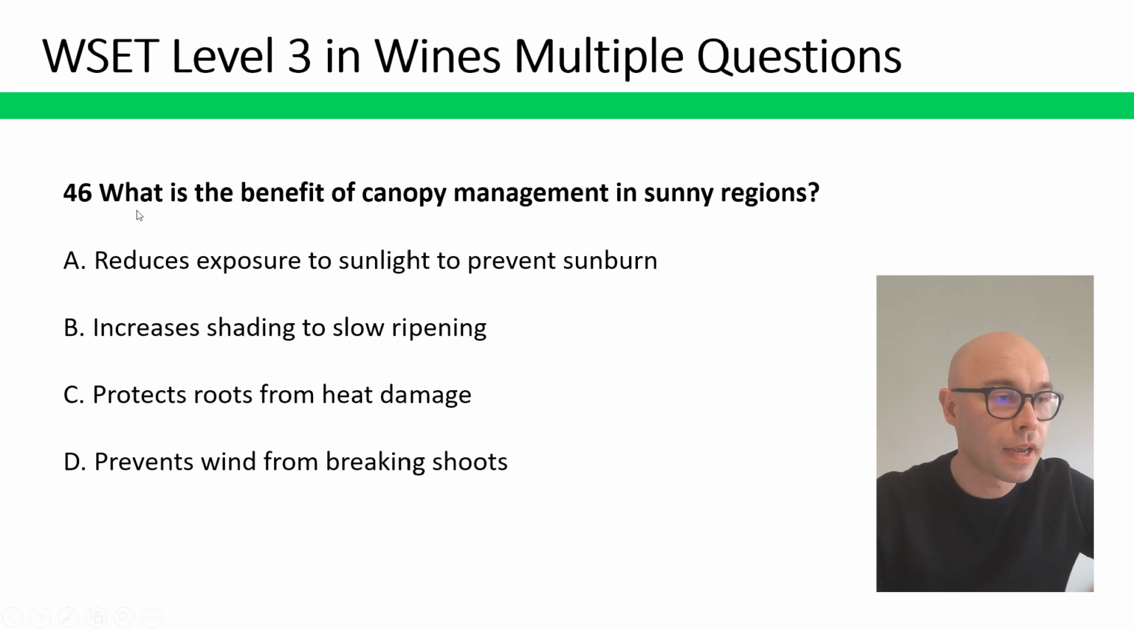What is the benefit of canopy management in sunny regions? Reduce exposure to sunlight to prevent sunburn, increase shading to slow ripening, protect roots from heat damage, prevent winds from breaking shoots. The correct answer is A, reduces exposure to sunlight to prevent sunburn. So by covering the fruit with its own leaves to protect from sunburn.